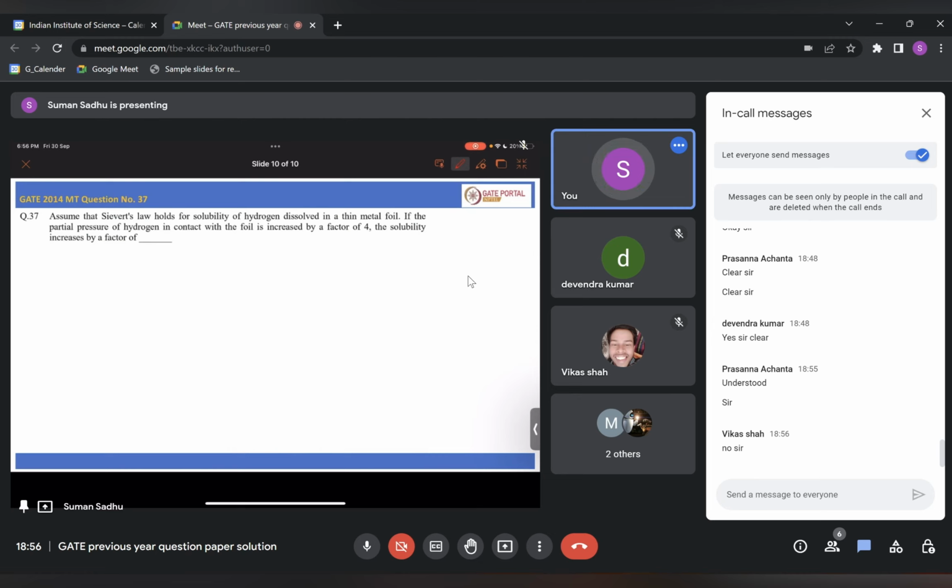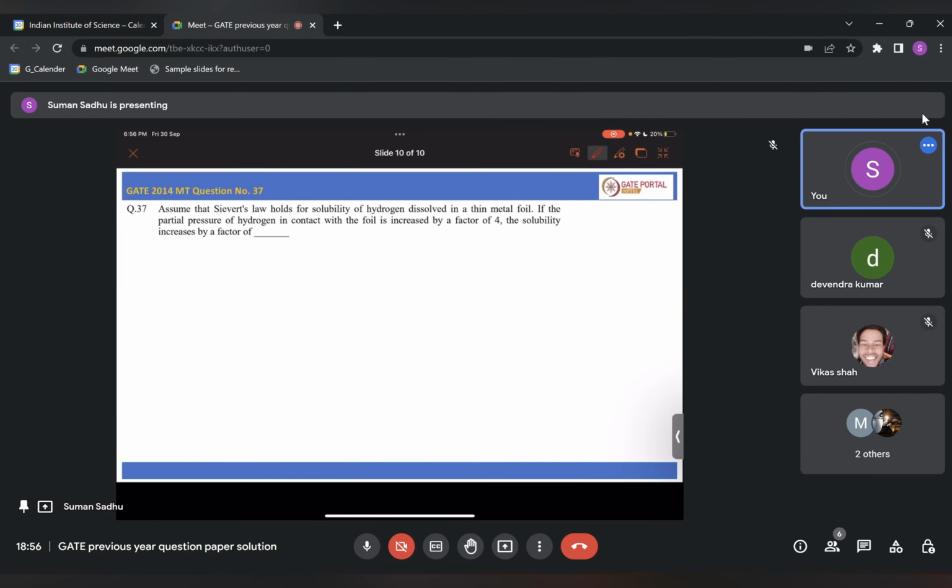So this is question number 37 of GATE 2014 Metallurgical Engineering. Assume that Sievert's law holds for solubility of hydrogen dissolved in a thin metal foil. If the partial pressure of the hydrogen in contact with the foil is increased by a factor of 2, the solubility increases by a factor of. Okay, so anyone want to approach how to solve this? What is Sievert's law?